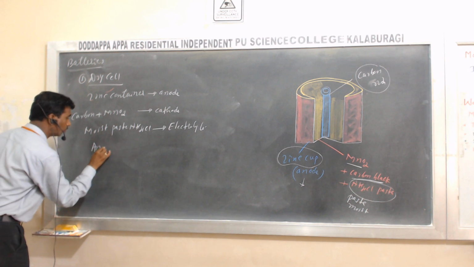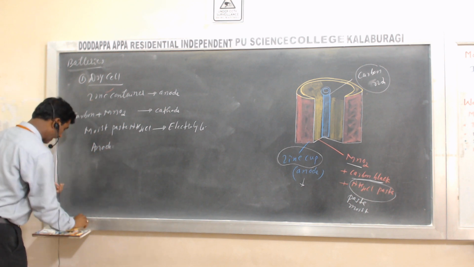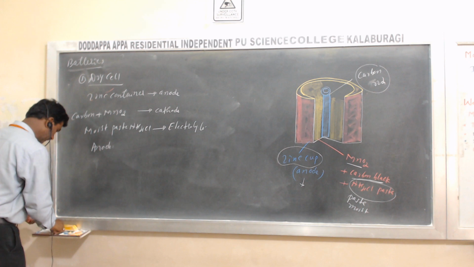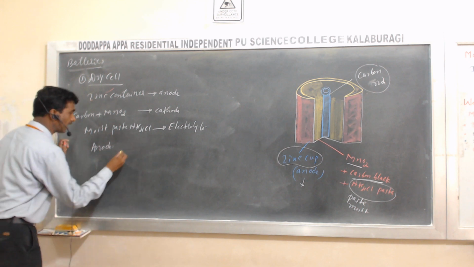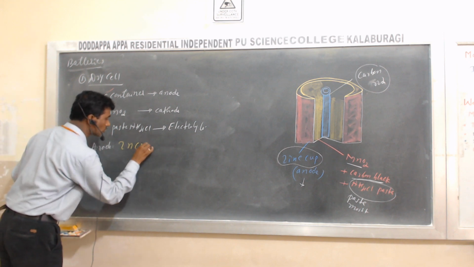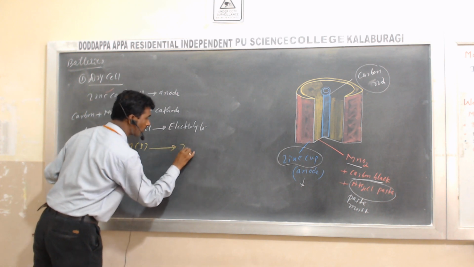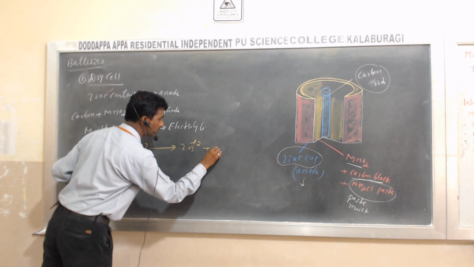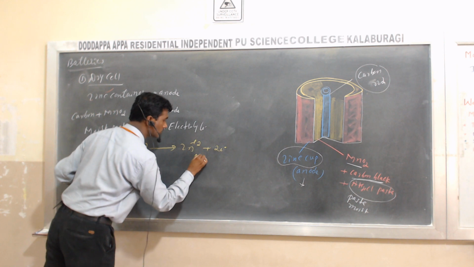Which is the anode here? The solid zinc, by loss of electrons, gives Zn2+ plus 2 electrons. So this is okay.